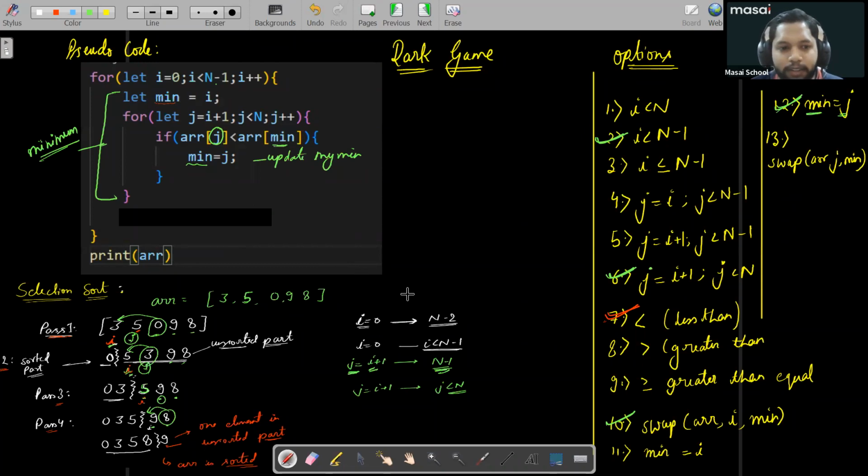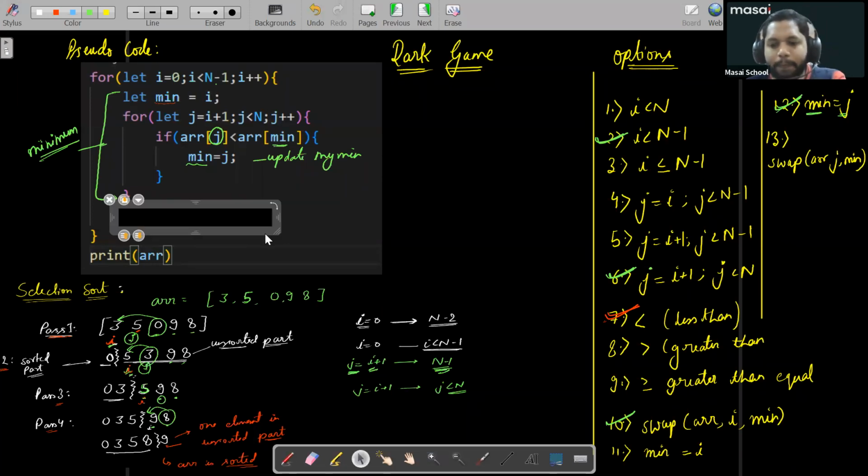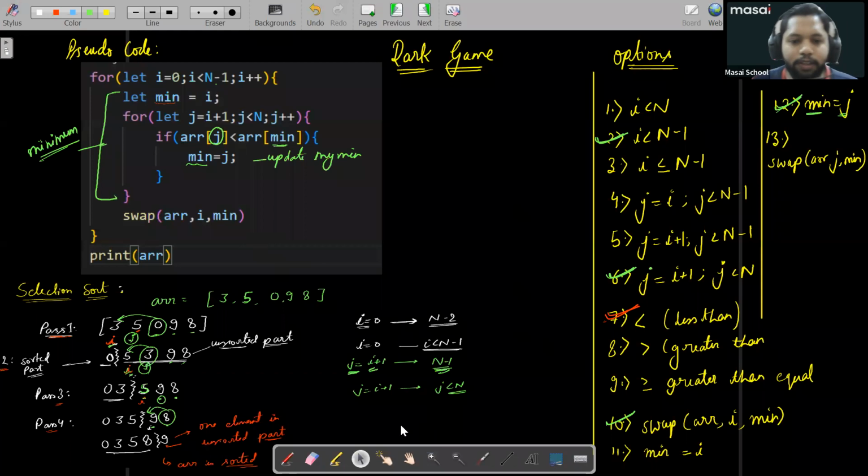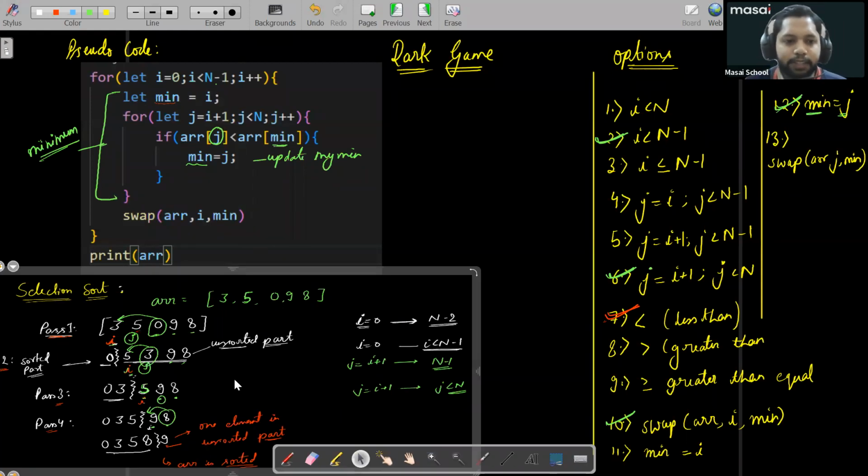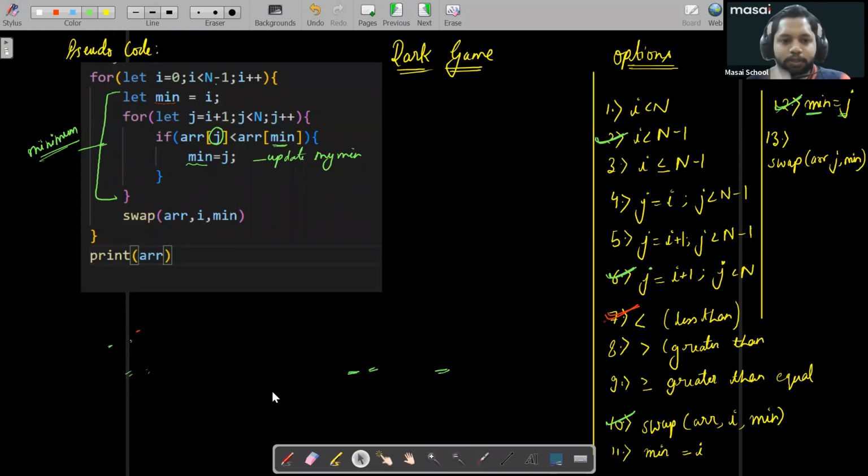No, Ankita, you are incorrect. The option number 10 is correct: swap array I with minimum. Okay, guys, great. I'm simply deleting this approach here. You have participated well.